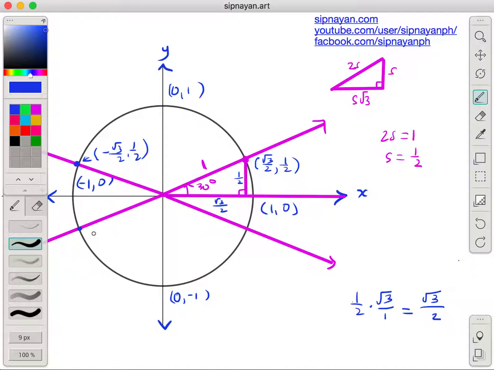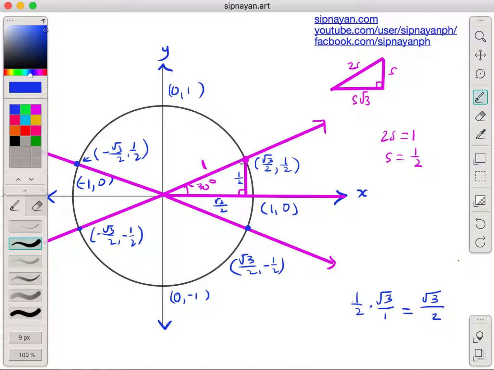Tapos ito parehong negative, we have negative square root of 3 over 2, tsaka negative 1/2. And of course, pareho negative kasi nasa third quadrant tayo. Ito naman nasa fourth quadrant, positive yung x natin. Tapos yung y natin, yung katapat niya na y sa y-axis, negative. So, square root of 3 over 2 times negative 1/2. Okay? Nakuha na natin, no?